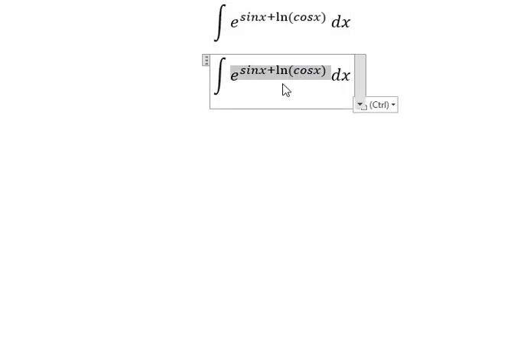Hello everybody. So today I want to talk about calculus, the topic that is about integration. So now I want to show you how to answer. So this one we can put like this.